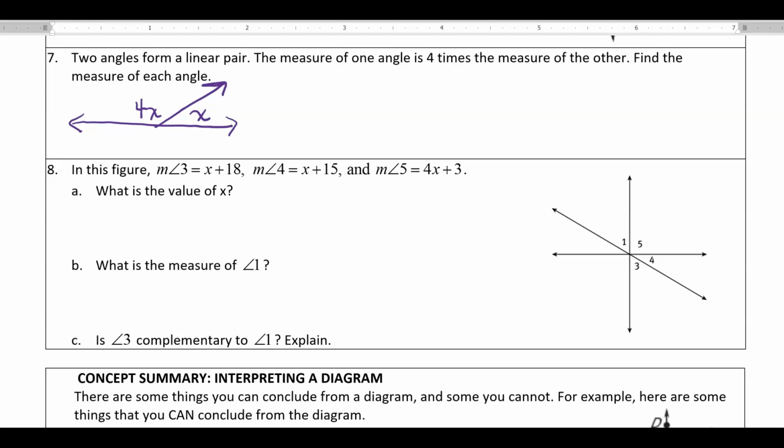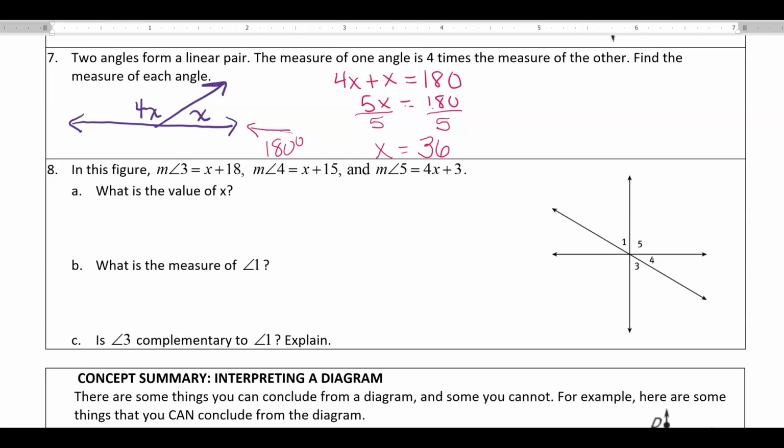Now, since they form a linear pair, they are on a line right here. And we know lines are 180 degrees. It's a straight angle. So we simply say 4x plus x equals 180 degrees. Combine like terms, 5x equals 180 degrees. Divide by 5. Type that into your calculator, you are going to get 36.